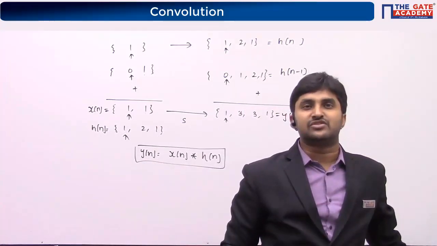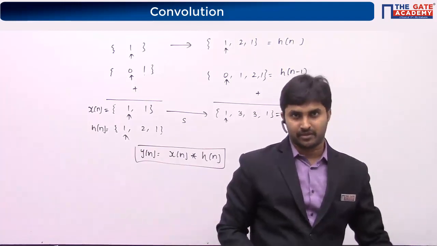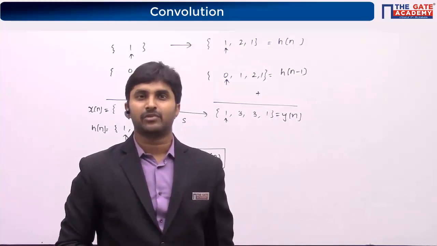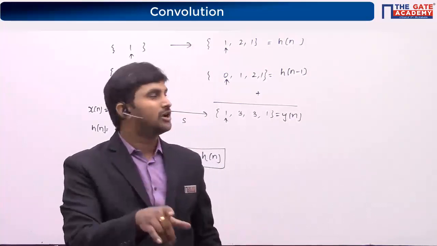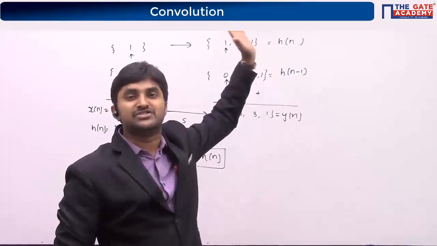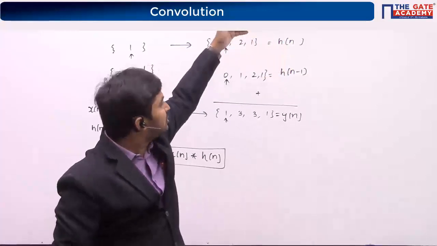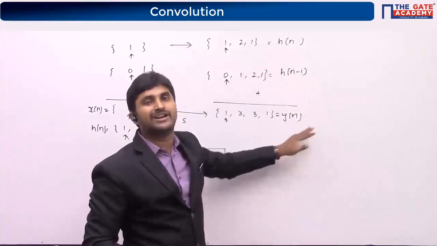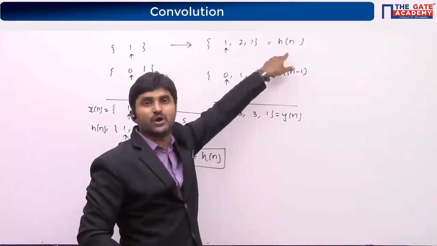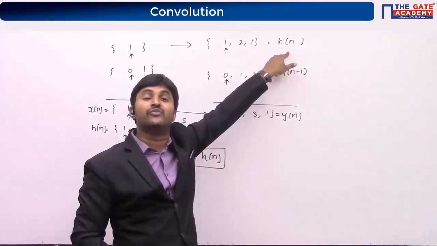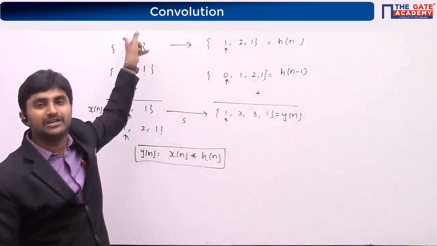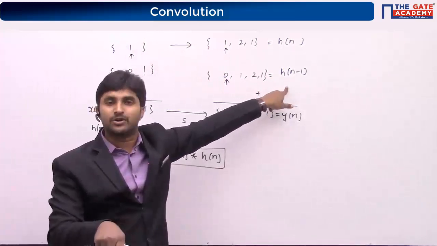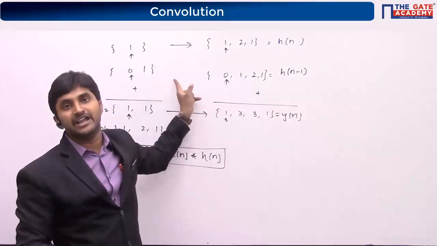So the difference between response and the output. Response and output both are same. But when I told about response here, I told it's an impulse response. This is also a response, this is also a response. All of them are responses. But specifically this is what we called as impulse response. Why? Because here the input is nothing but impulse. Here the output is also a delayed input response, because here I have applied a delayed input.